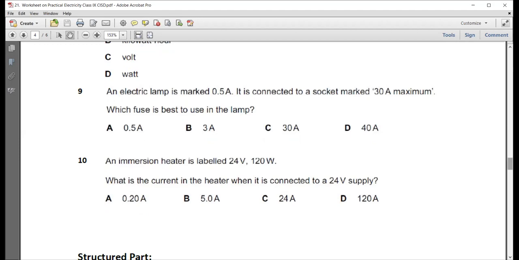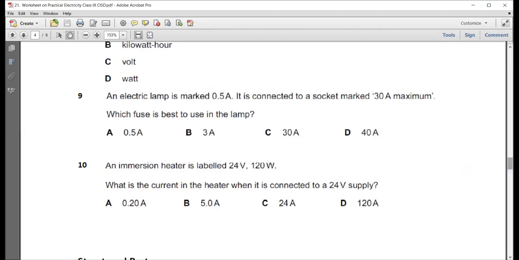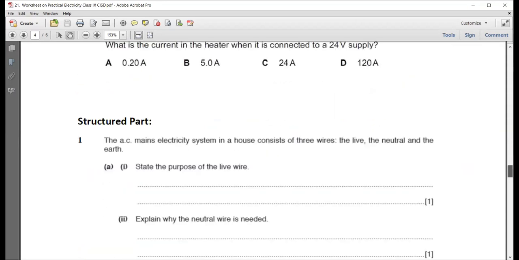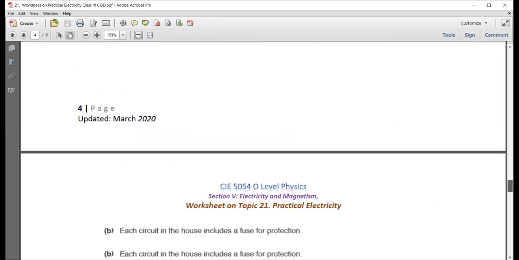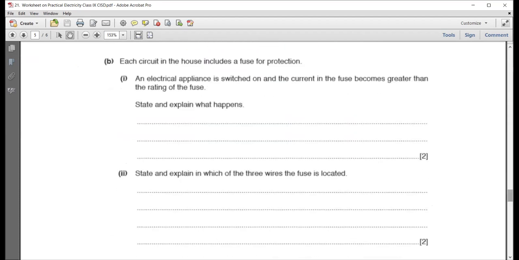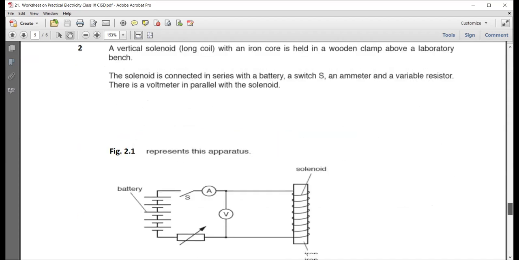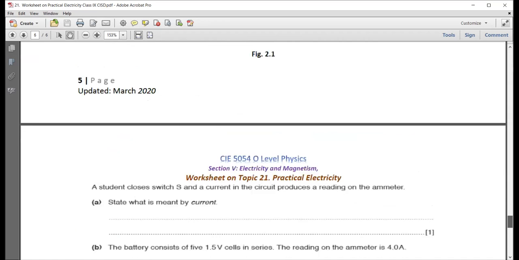Now we have the structured part, and the structured part is also very simple. You see, what is the purpose of the live wire? Yesterday we discussed the purpose. Explain why the neutral wire is needed, and there are some questions related to the fuse. We already discussed these, and all of them are available in the mark scheme. The answers are available there. Just go through it. You will be able to understand and solve.